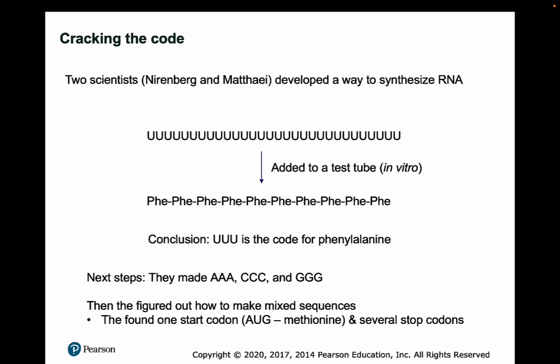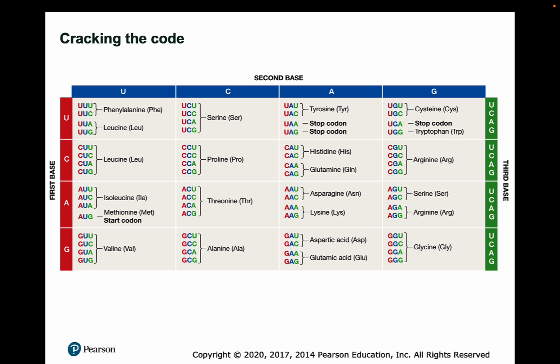And then they had a breakthrough and figured out how to mix sequences. And they found how each triplet code encoded a particular amino acid. But they also found one start codon, AUG, and it coded for methionine. And they found several stop codons, which caused the polypeptide to stop growing. And so here's the code that they figured out with these really bright experiments.